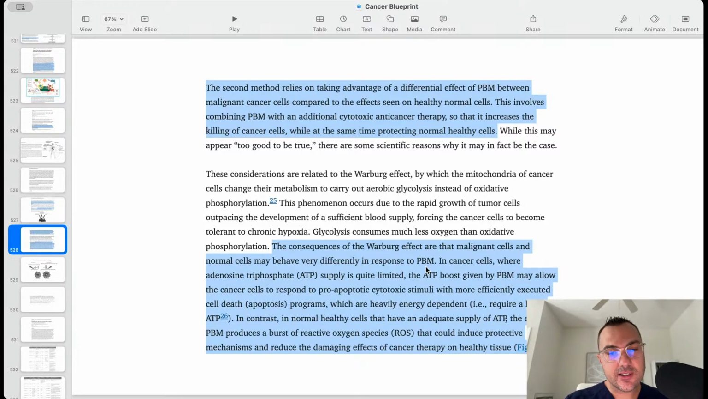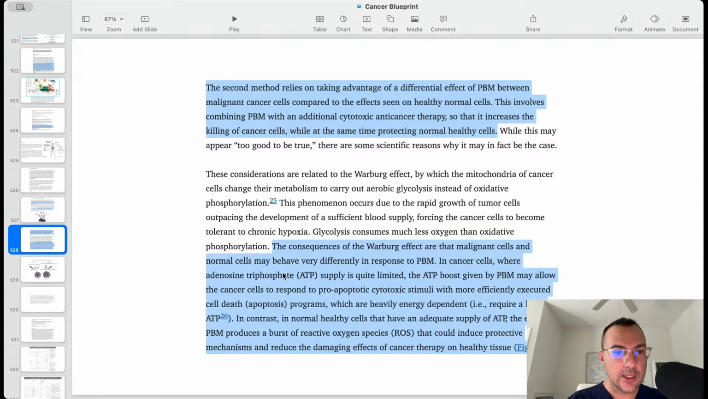So just like a lot of other things we've seen, whether it be melatonin or vitamin D or EGCG or quercetin, we see that it has one effect within cancer cells and almost an entirely different effect within healthy cells. And they're saying that this is likely the case with photobiomodulation as well.